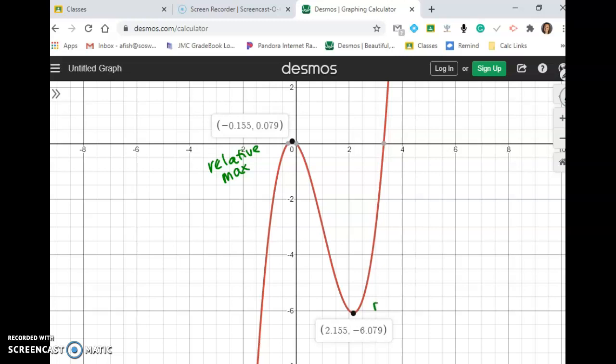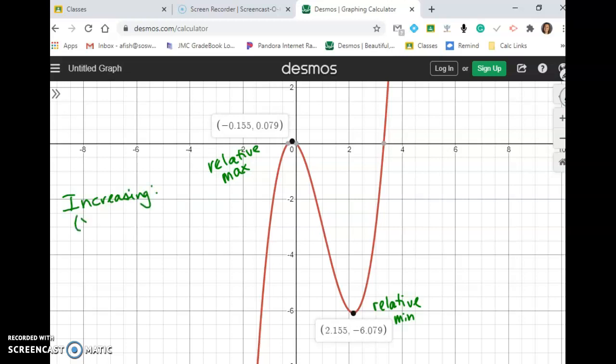The reason why they're called relative is because it's within the neighborhood. If it's an absolute, that means that it is for sure going to be the lowest point on your graph, and we'll talk about that a little bit further in a little bit. So looking at this, I have my values. We're going to say it's increasing.